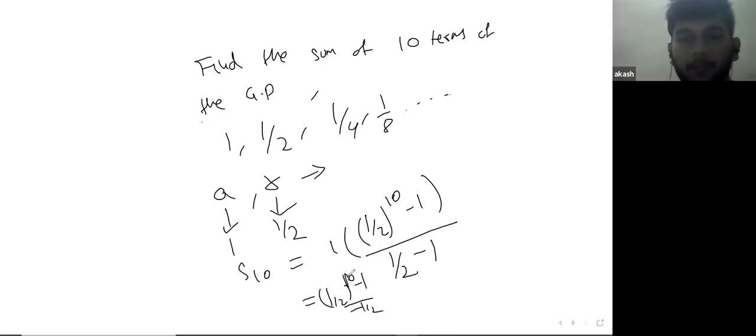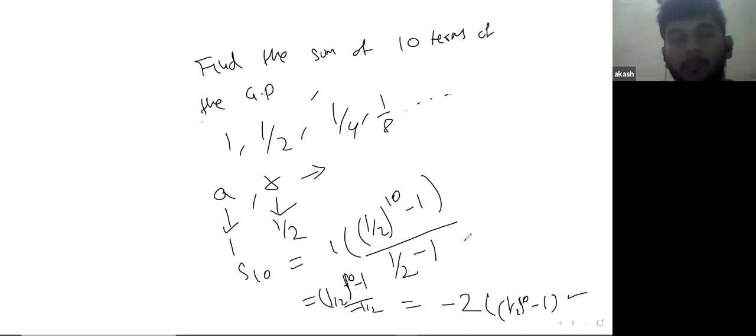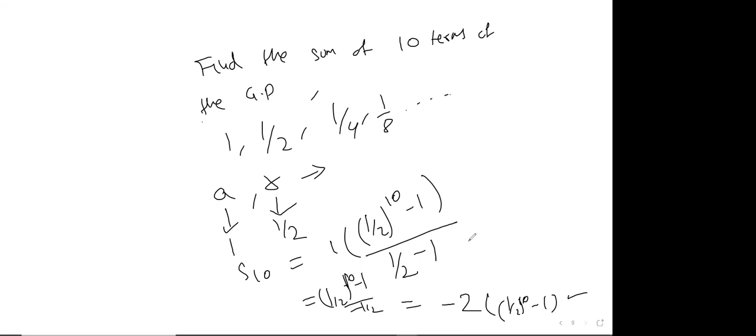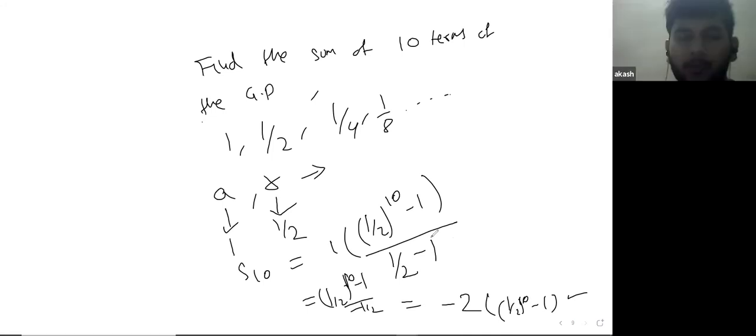All right. And 2 raised to 5 you can calculate, or you can leave this as this, minus 2 into half raised to 10 minus 1. But you should know that 2 raised to 10 is 1024. Sir, it's okay if we don't calculate the denominator. Yeah, it's okay. But just take this 2 to the above side. All right.